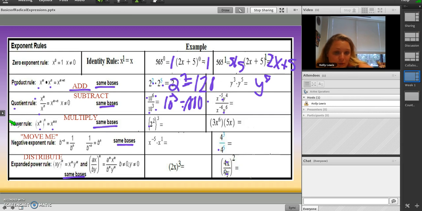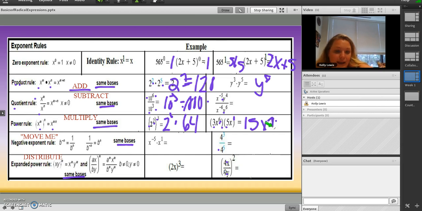Power rule says multiply. So that 2 times that 3 is 6. 2 to the 6th is 64. All right, so we're only multiplying the exponents. These coefficients will multiply as normal, so that'll be 15. And then that's a 6, and there's an invisible 1 there. So that's really more like a product rule right here. So 6 and a 1 is a 7.